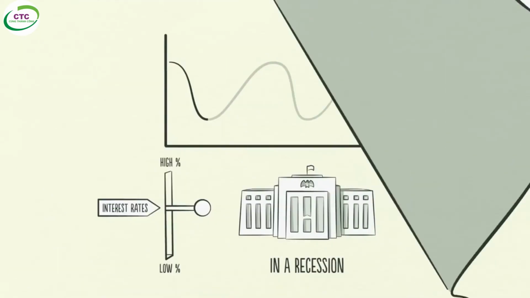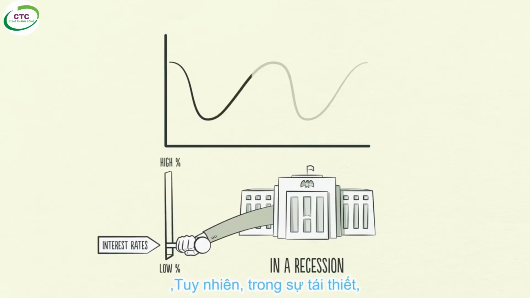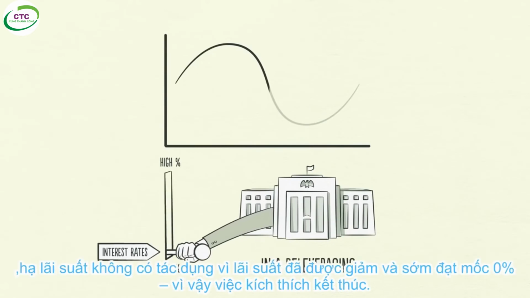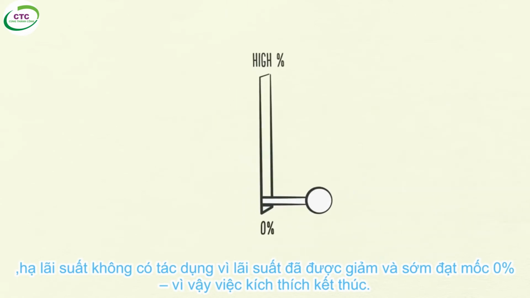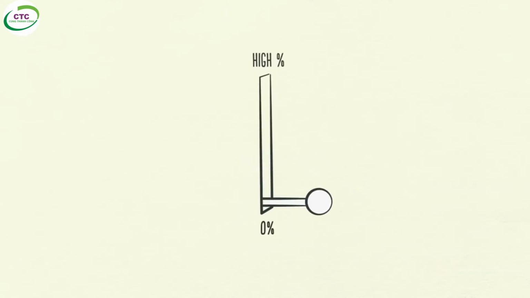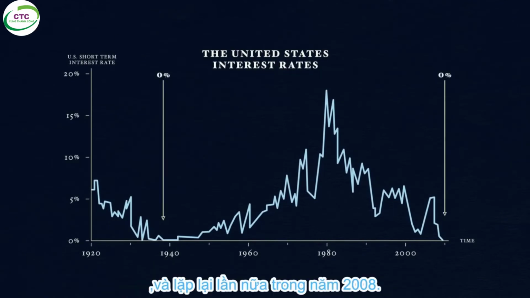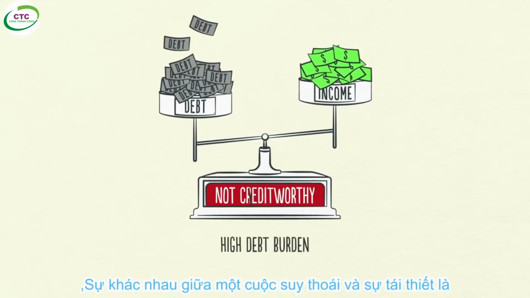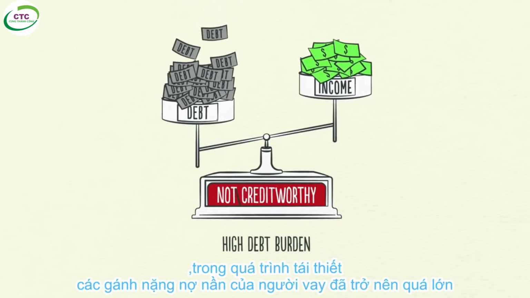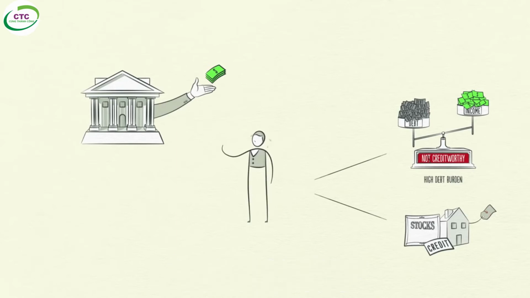This appears similar to a recession, but the difference here is that interest rates can't be lowered to save the day. In a recession, lowering interest rates works to stimulate borrowing. However, in a deleveraging, lowering interest rates doesn't work because interest rates are already low and soon hit 0%, so the stimulation ends. Interest rates in the United States hit 0% during the deleveraging of the 1930s and again in 2008. The difference between a recession and a deleveraging is that in a deleveraging, borrowers' debt burdens have simply gotten too big and can't be relieved by lowering interest rates.